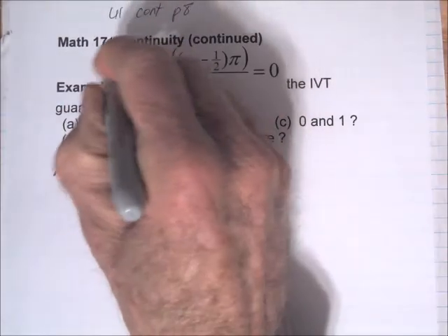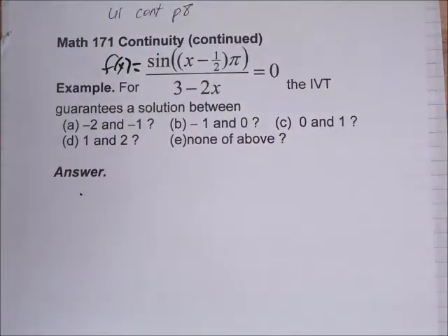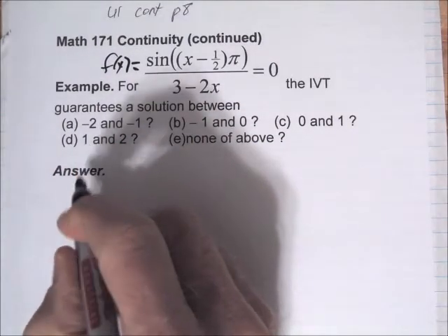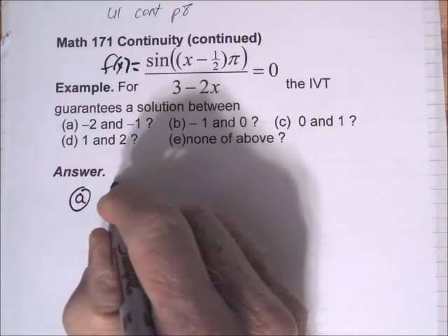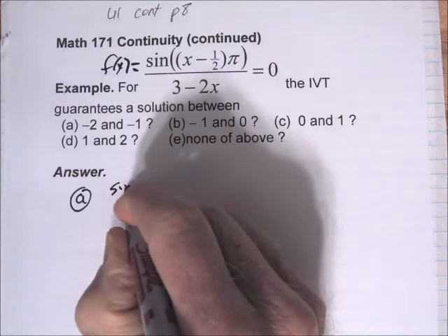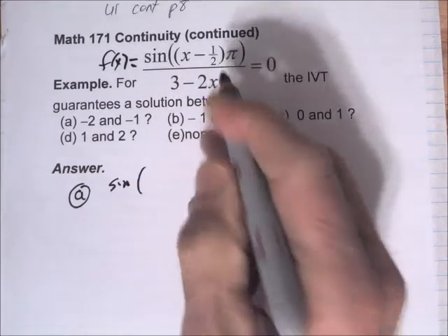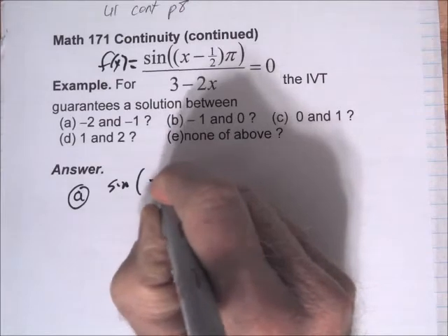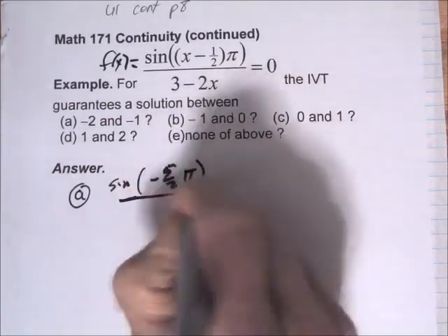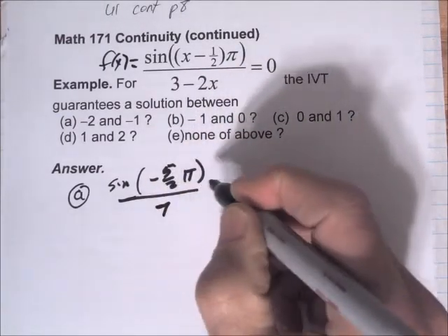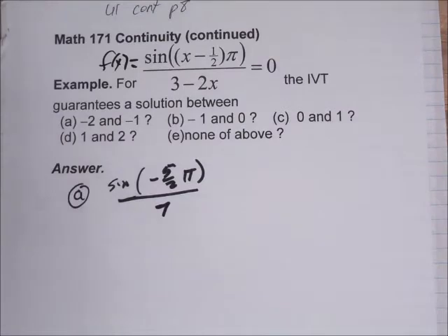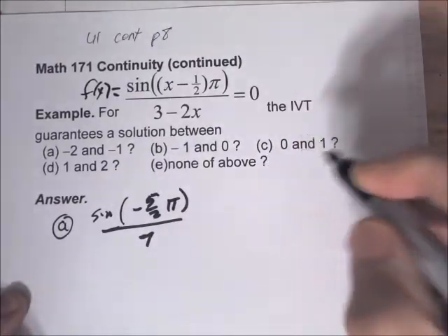So let's say f of x is equal to this expression here. We want to know in part A, f of minus 2. This is going to be sine of minus 2 minus a half, which is minus 5/2 pi, over minus 2 times minus 2 is 4, so over 7. So minus 5 halves pi, we go around the circle once, right?